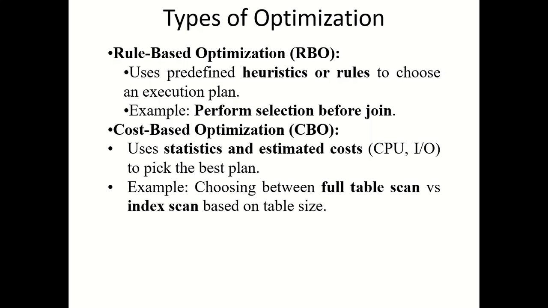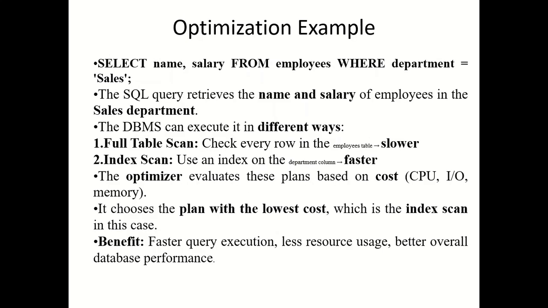Types of optimization. There are two types of optimization. First one is rule-based optimization. Second one is cost-based optimization. Rule-based optimization uses a predefined set of rules to choose the execution plan. An example is to perform selection before join. Cost-based optimization uses statistics and estimations of the cost. An example is the full table scan versus the index scan, based on the table size.